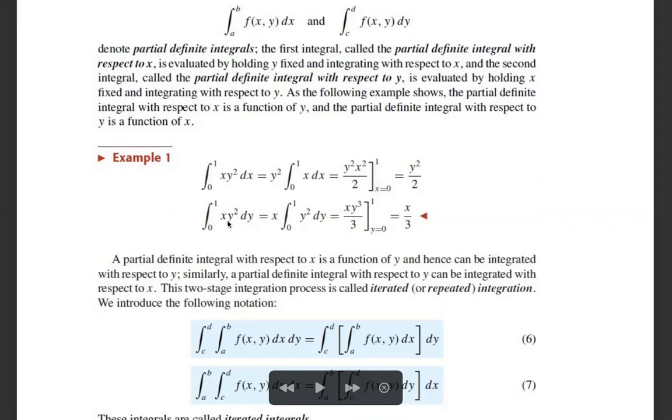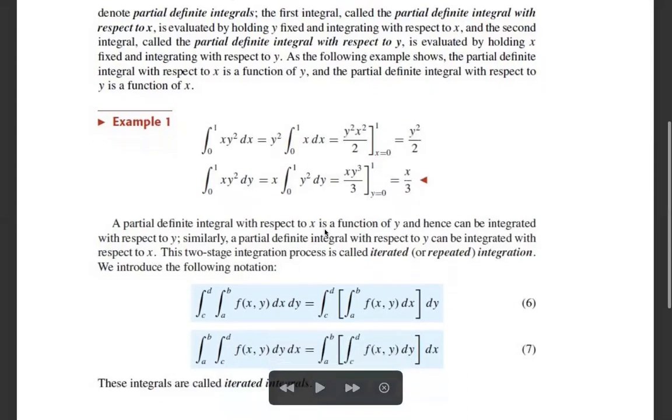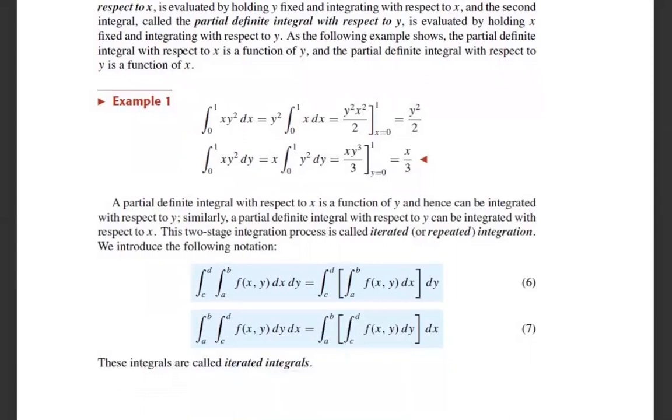Similarly, integral from 0 to 1, x y square dy, integrating the function with respect to y, treating x as a constant function. So x is a constant, integral of y square is y cube by 3, and the limit of integration is from 0 to 1. Answer is x by 3. So a partial definite integral with respect to x is a function of y. Similarly, a partial definite integral with respect to y is a function of x.